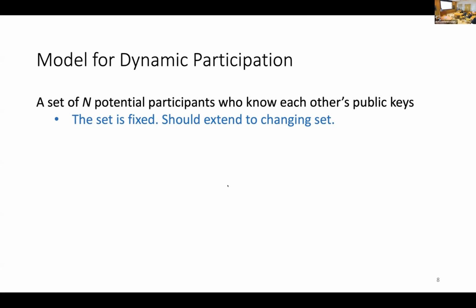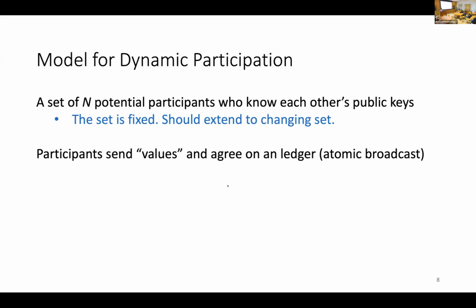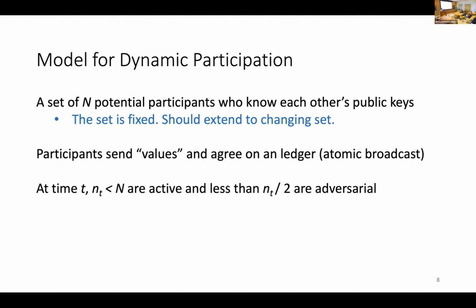And the problem we're going to solve is what's known as atomic broadcast. Participants propose values and they agree on the ledger. Now, the key difference in dynamic participation from the static one is that at any time t, there are small n sub t participants that are active. This small n sub t can be anywhere from, let's say, 0 to big N. And among those who are active, we assume at most half of them are adversarial. So this corresponds to the honest majority assumption.